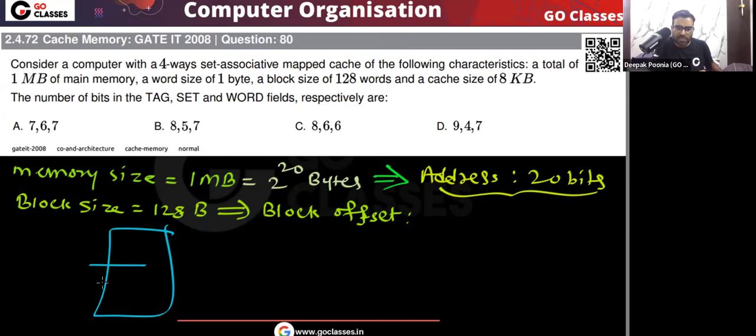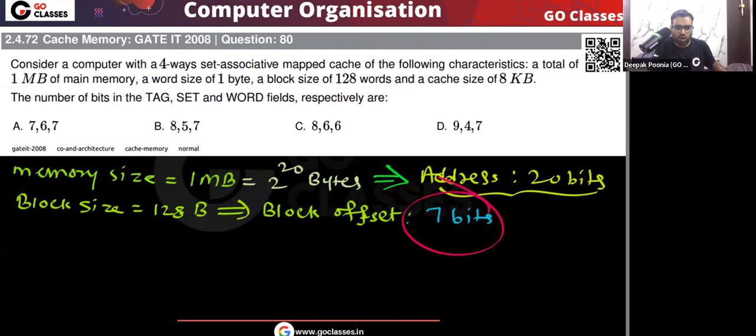So if I want to address a particular byte within this block, then I need 7 bits. Yes or no? So the block size is 2 power 7 bytes. So the block offset needs 7 bits. Very simple. So we have these 20 bits for address, 7 bits for block offset.